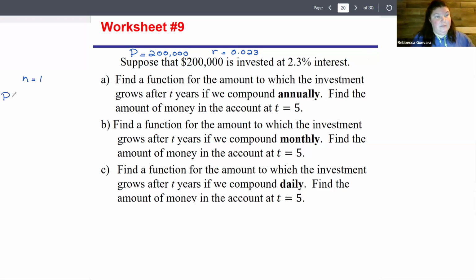So my formula is A of T is that principal of 200,000. And then we're going to have 1 plus my rate of 0.023 over 1, and then it's just going to be 1 times T up here. So this one's going to be easy. It's just 1.023 to the T.